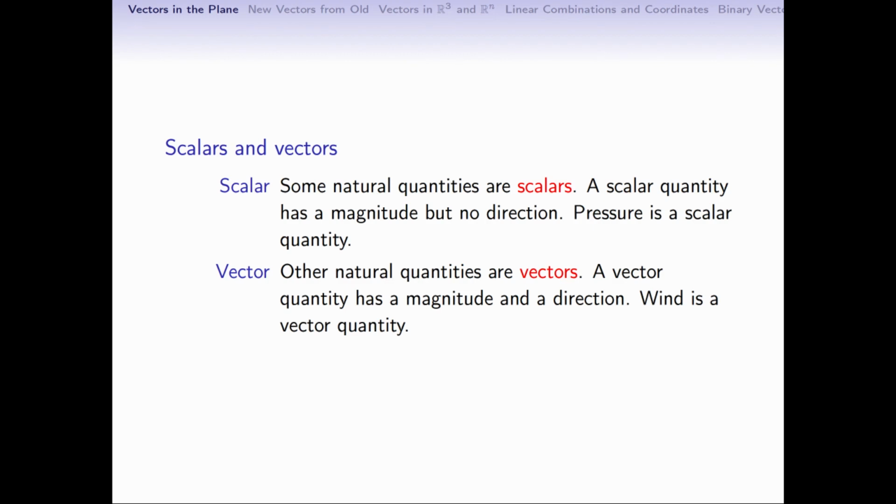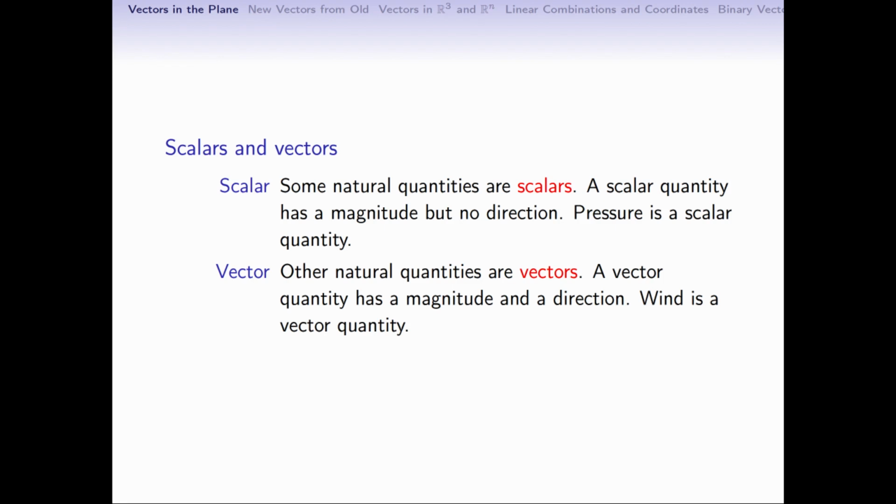Now let me begin by reminding you of something that you probably already know, and that's that some natural quantities are scalars and other natural quantities are vectors. So let's take a look at scalar quantities first. A scalar quantity has a magnitude but no direction. So a good example of this is pressure. Pressure is a scalar quantity.